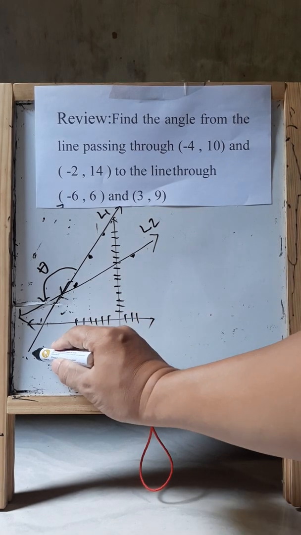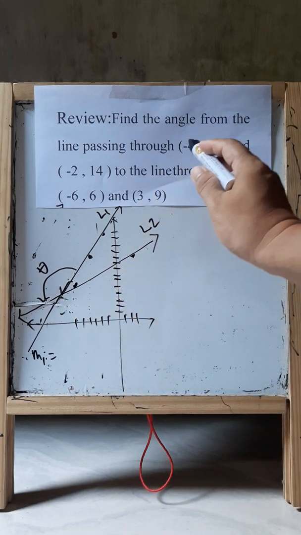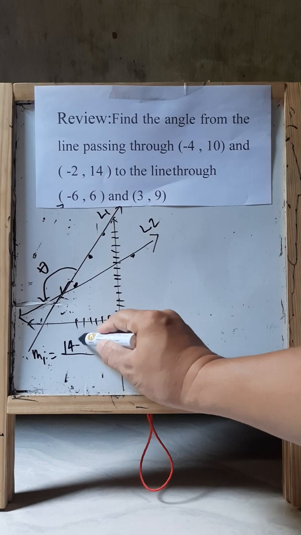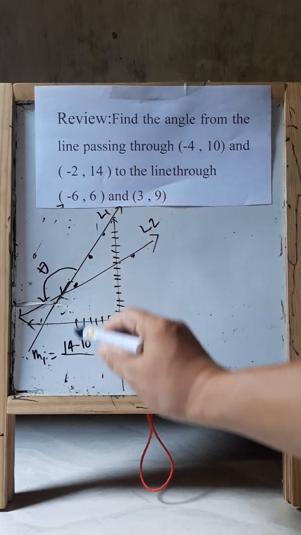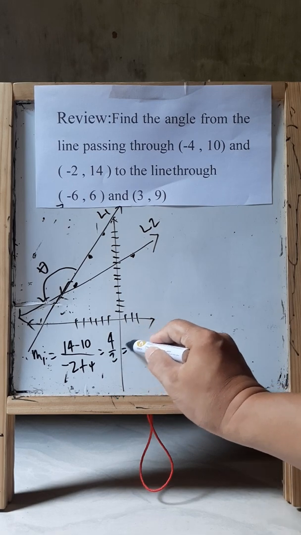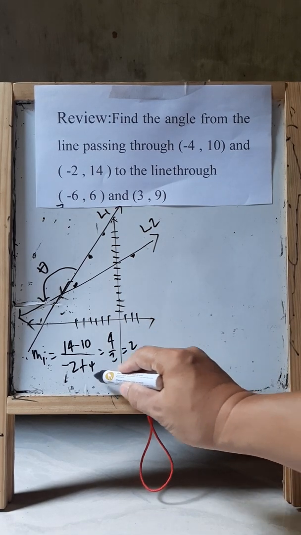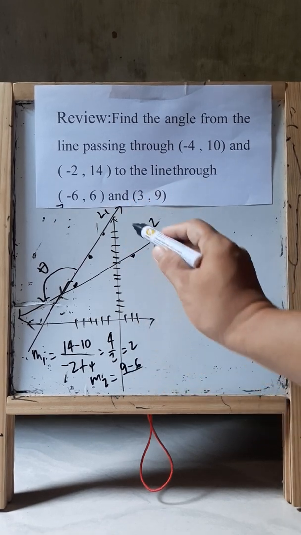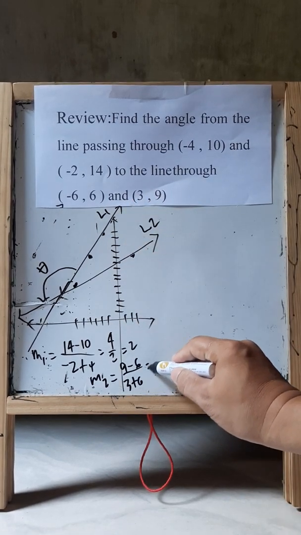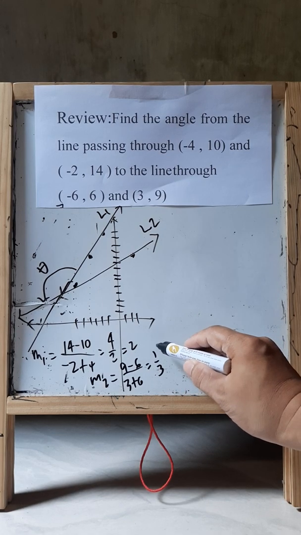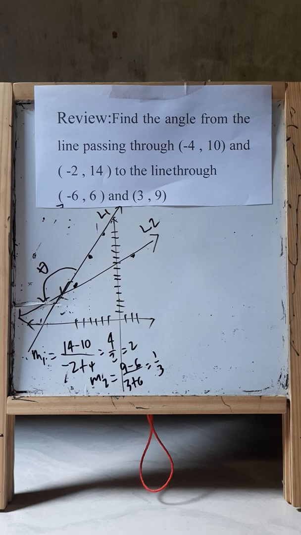First, we must solve the slope of line 1. The slope is 14 minus 10 over negative 2 plus 4, which is 4 over 2, which is 2. That is the slope of line 1. As for the slope of line 2, 9 minus 6 over 3 plus 6, which is 3 over 9, or 1/3. So the slope of line 1 is 2, and the slope of line 2 is 1/3.